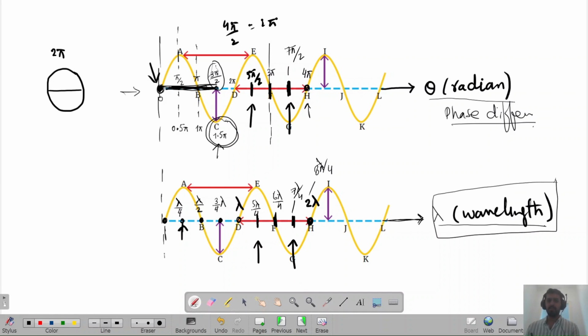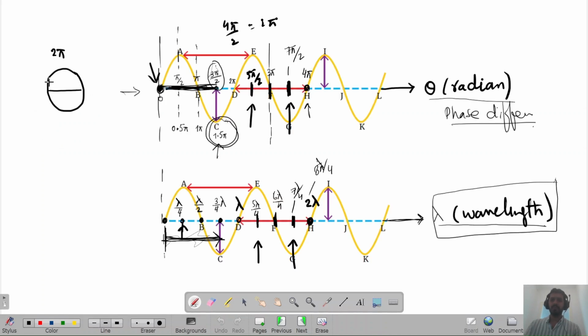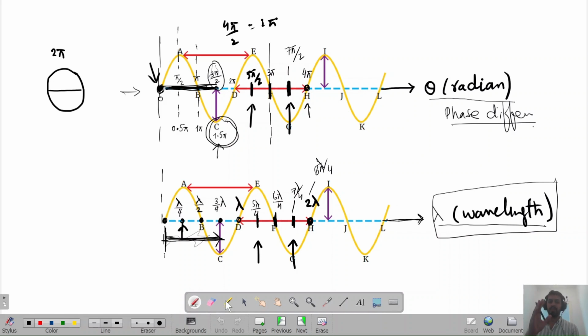For example, if you start from this point, this is our origin, then 3 over 4 lambda will correspond to 1.5 pi phase difference. 3 over 4 lambda path difference will correspond to 1.5 pi phase difference. But the problem is that this 3 over 4 lambda is not in the options, right? So this is where a lot of students get confused and cannot answer this question. But you have to use the trick that I explained. You have to shift your origin, right? So let's look at how we can answer this question by shifting our origin.